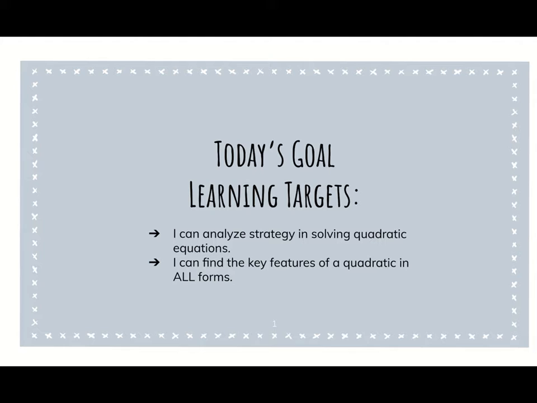Today's goal, or learning target, is to be able to analyze strategy in solving quadratic equations and finding the key features of a quadratic in all forms. We've learned everything that we need to learn about quadratics in factored form, vertex form, and standard form. Now we're going to do a general overview. It's been a while since we've gone through all this, so we want to put it all together and make sure that we have a good foundation of all of these skills.